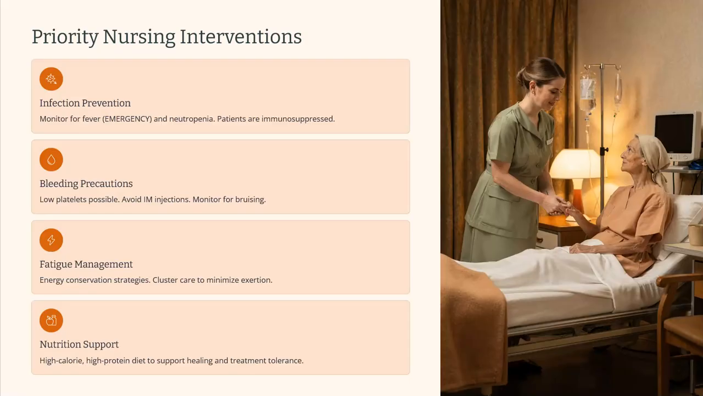We want to make sure we have fatigue management or energy conservation strategies on board because of the low red blood cells, the patient will be anemic. Also, we want to consider nutritional support for the patient. We can get a registered dietitian on board, and they may need supplemental nutrition.